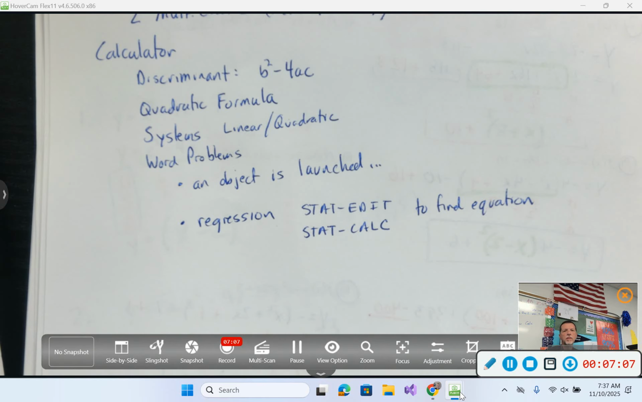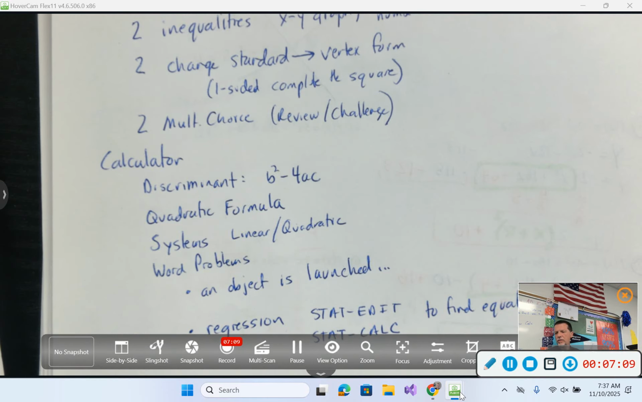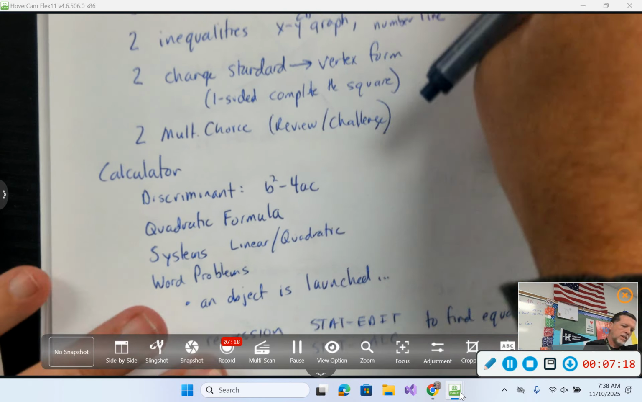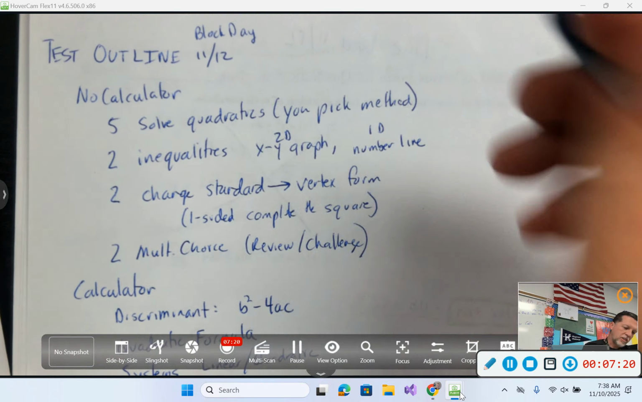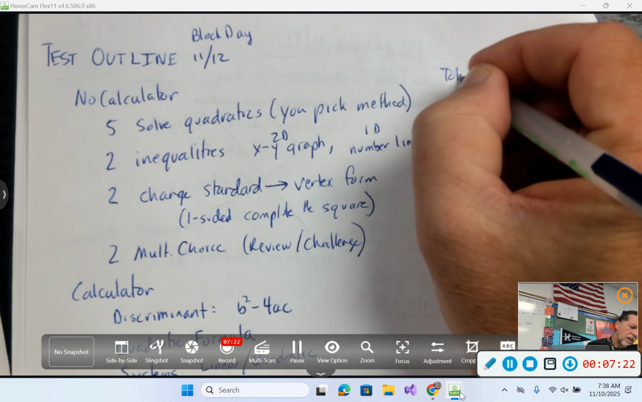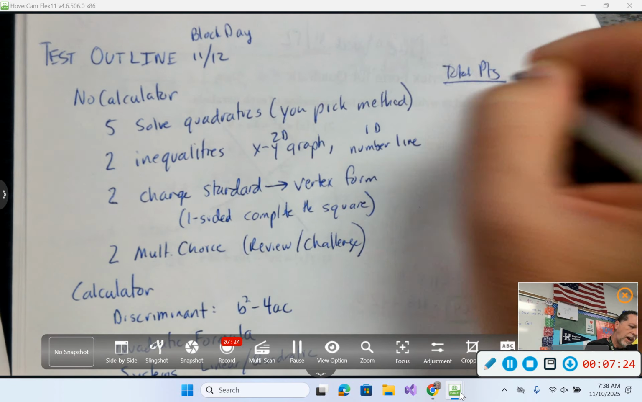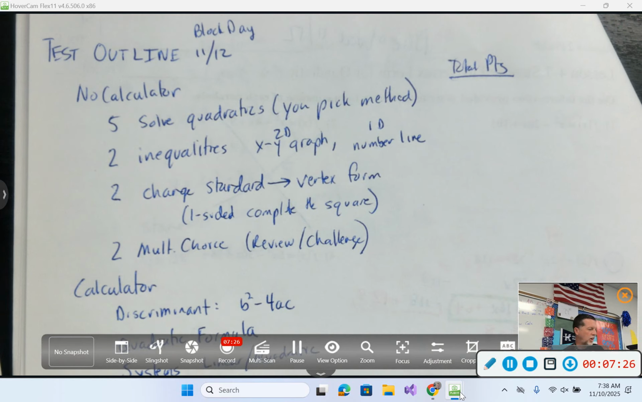How much is the first part? I don't know. Is it right here? Let's see. More than the second part, or is it the second part? That's a fair question. I haven't proofed this, so we'll see if this adds up to 100.